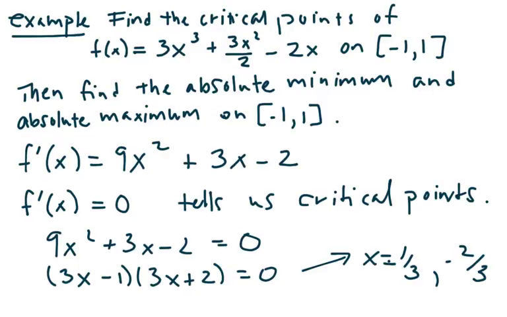Alright, so how is this going to help us find the absolute minimum and the absolute maximum? Well, if you've got a continuous function on a closed interval, the absolute min and max are going to occur either at a critical point or at the endpoints. So now to figure out what the absolute min and max are, we test the endpoints and we test the critical points. We test the function value at all of those points.